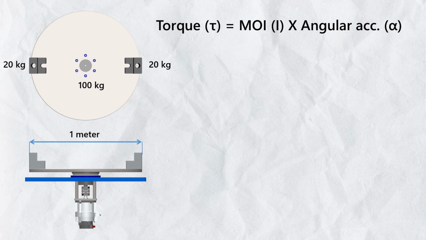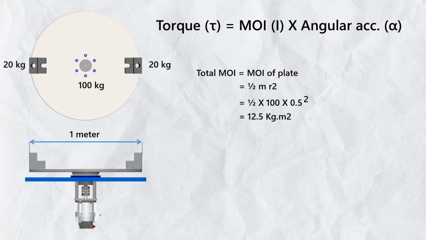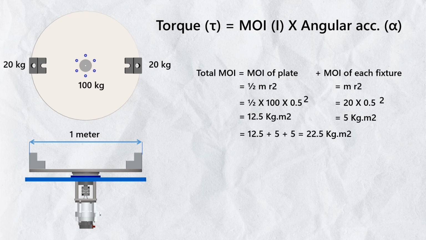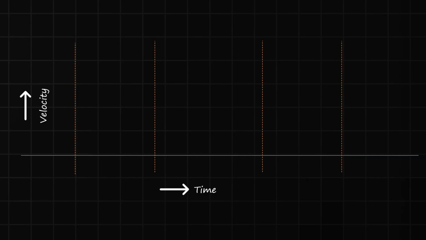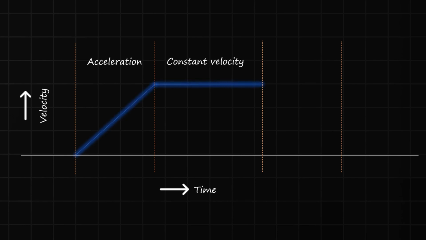So the moment of inertia of this whole system would be moment of inertia of plate, half m r square, 12.5 kg meter square, plus the moment of inertia of each fixture, 5 kg meter square. So the total moment of inertia of the system would be 22.5 kg meter square. Now in this equation, we need to calculate angular acceleration. But how? Here we have to understand a very important thing, that motion doesn't start at full speed. It always begins at zero velocity, increases to the desired speed, and then decelerates.